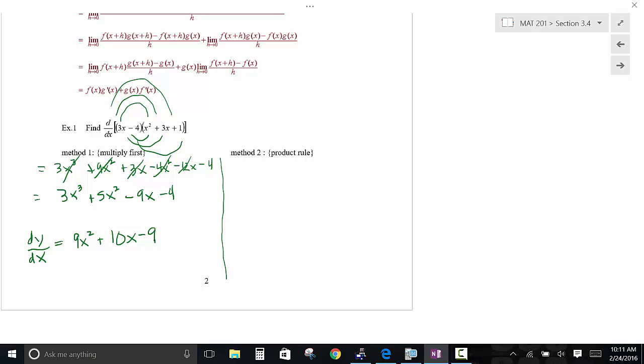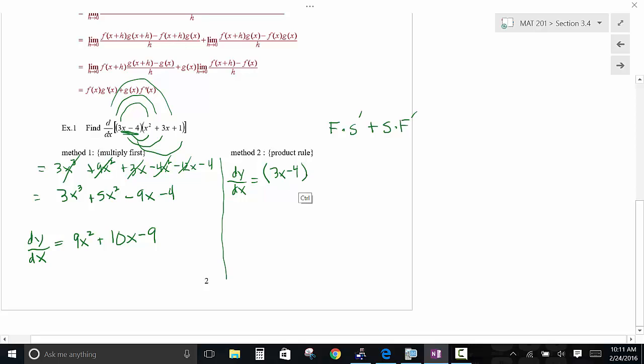Now you can do the product rule if you want to, and that bypasses having to multiply this out. So let's do the product rule, which goes like this. You do the first times the derivative of the second plus the second times the derivative of the first. So when we do this derivative, dy over dx, we're going to get this. What you do is write down the first. The first is the first function that's being multiplied. So you just write it down as 3x minus 4.